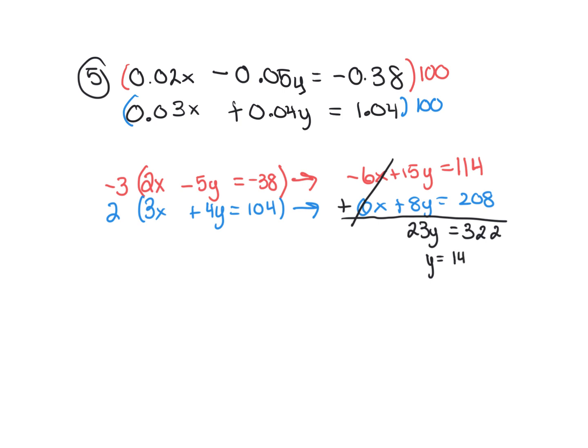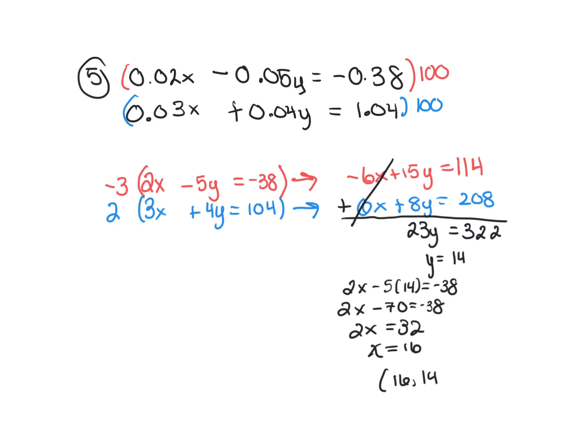Go back to either equation and solve. I'm going to use the red equation just because the numbers are a little bit smaller. So I'm going to get 2x minus 5 times 14 equals negative 38. 2x minus 70 equals negative 38. I'm going to add the 70 over. And I'm going to get that 2x equals 32. Divide by 2 and x equals 16. So my solution set or my ordered pair is x was 16 and y was 14.